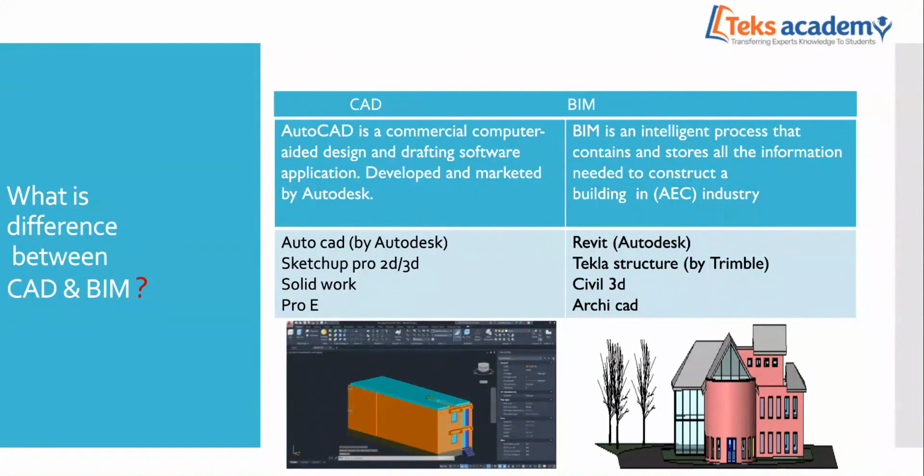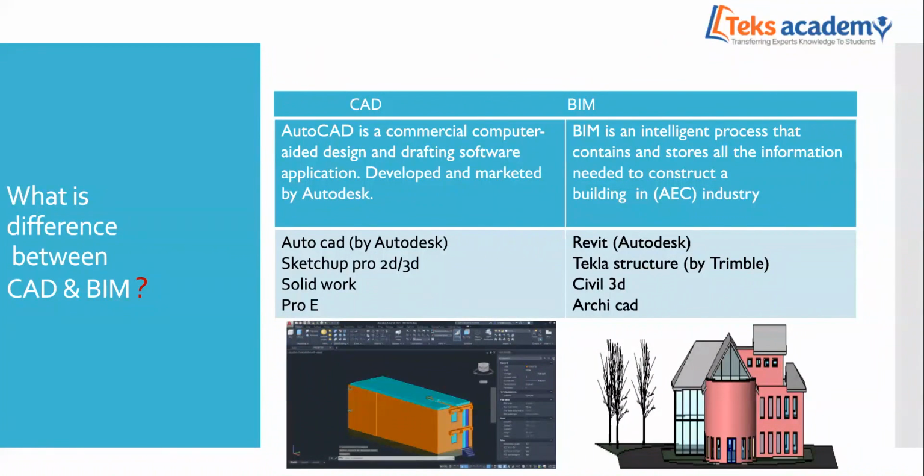Whereas BIM is an intelligent process that stores all the required information for AEC industries. But AutoCAD does not provide and store this much information on one platform. So that is the reason people are shifting to BIM, because of this time saving and the best things of BIM.